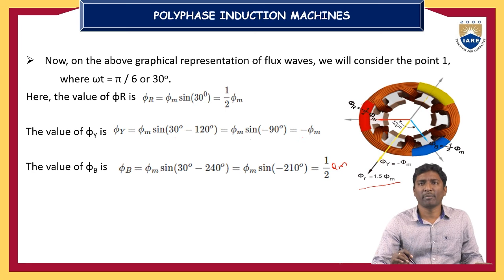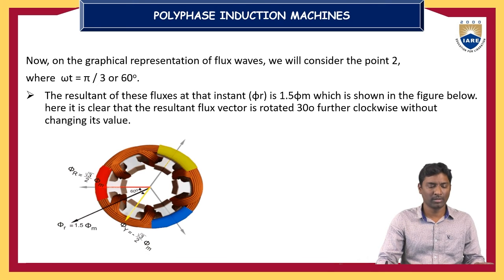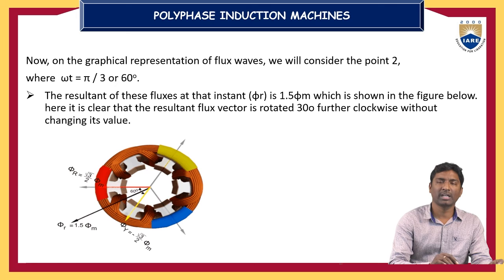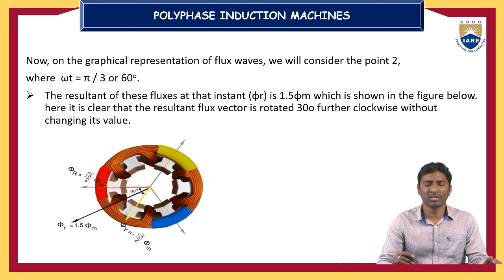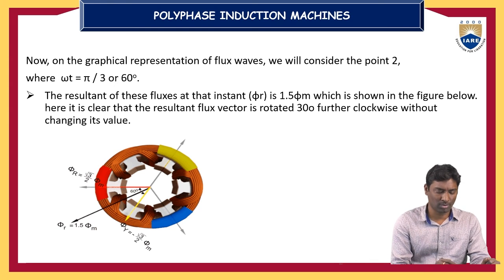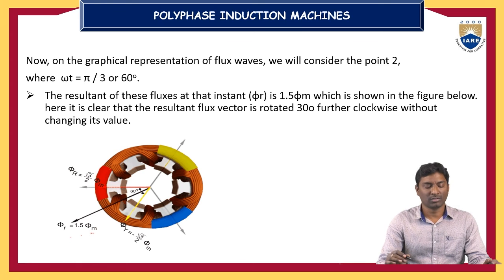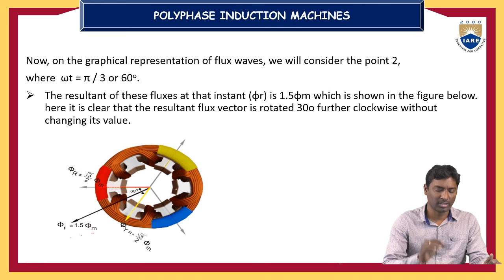At point 0 also the resultant flux is equal to 1.5 into phi m. At instant 1 also the resultant flux is equal to 1.5 into phi m. Similarly, you can check at point 2, where omega t is equal to pi by 3 or 60 degrees. For these values also we can substitute for phi r, phi b and phi y, and the resultant flux is again equal to 1.5 into phi m only, which is shown in this diagram also.